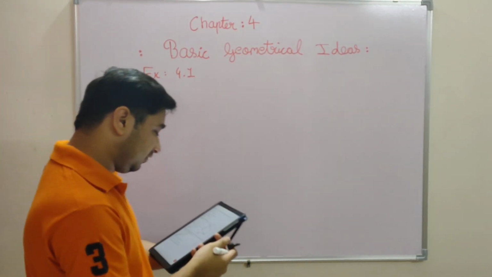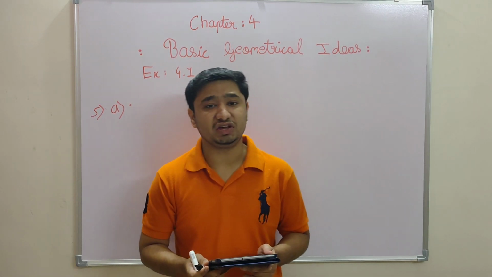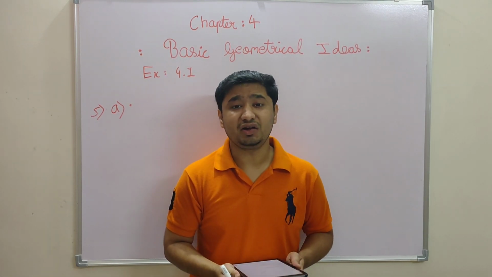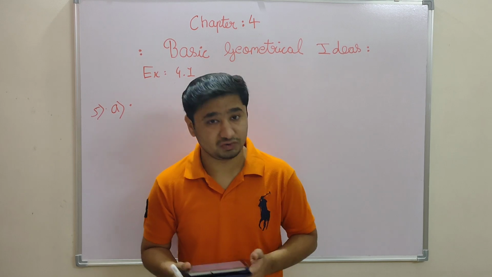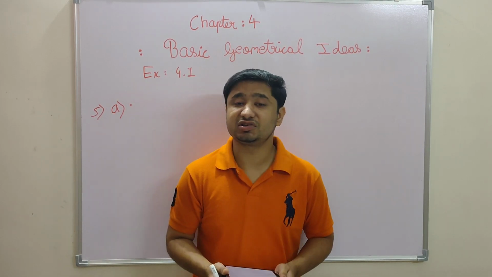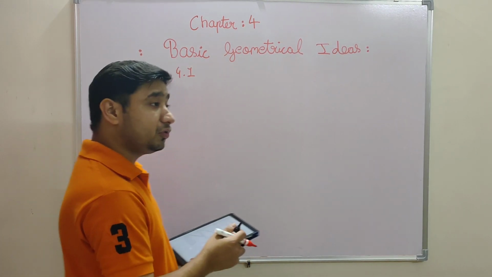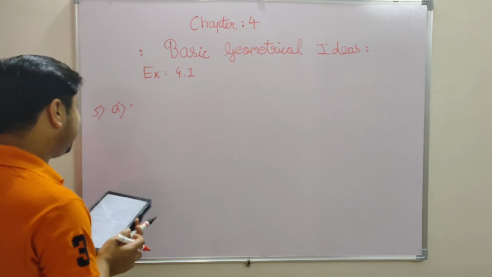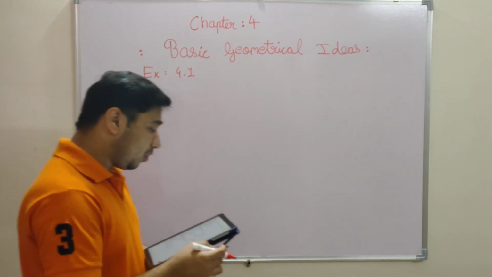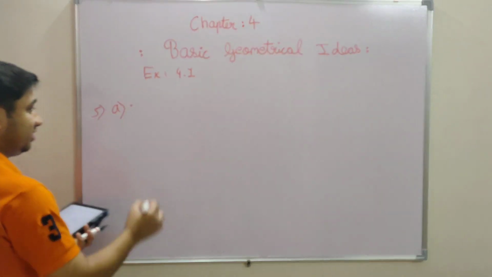In question number 5, draw rough figures and label them suitably in each of the following cases. Now it's your turn to do the drawing. Take out your pencil, eraser and ruler and draw a proper diagram. In A part, it is written that point P lies on AB.